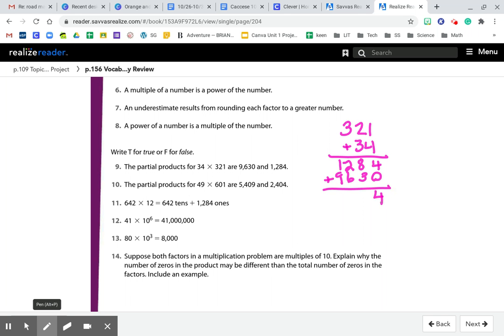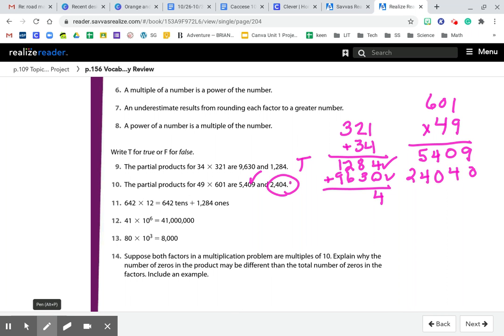Let's see, 321 times 34. Yeah, so are those right? Yeah, the partial products are right. So that's true, I don't even have to add it. The partial products of 49 times 601. Okay, that one's good. Let's check my second one. And that one's wrong because there needs to be a 0 at the end there. So that is a false.